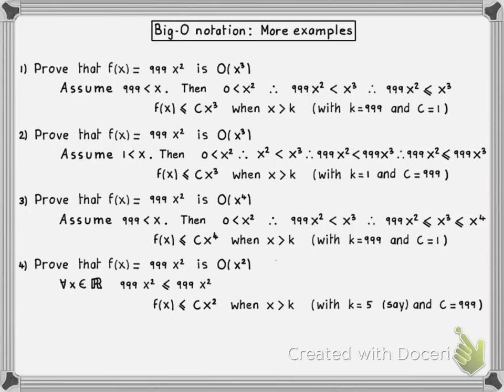Now, of course, the natural question is whether we can find an even smaller or tighter upper bound on f of x. So to conclude this segment, I want you to think about whether you could prove that f of x is big O of x. So you go down from the second power to the first power of x, and I want you to prove one way or the other that f of x is or is not big O of x.